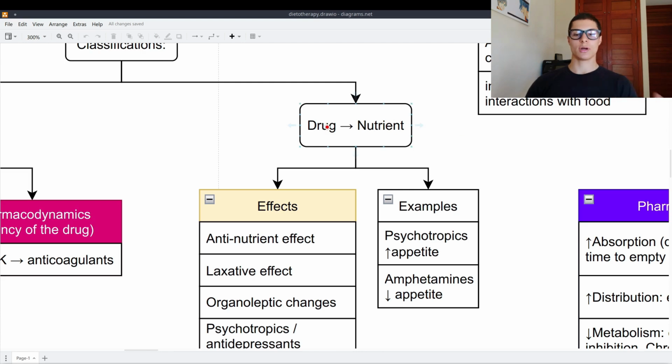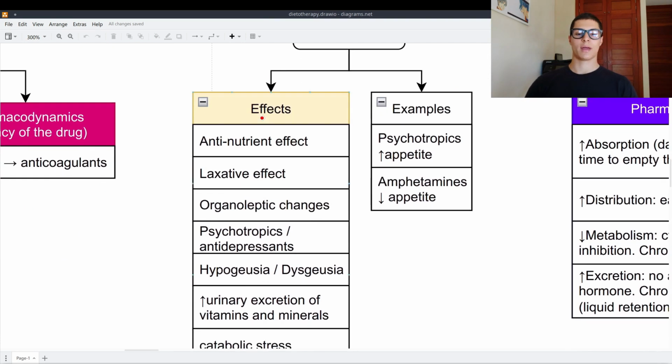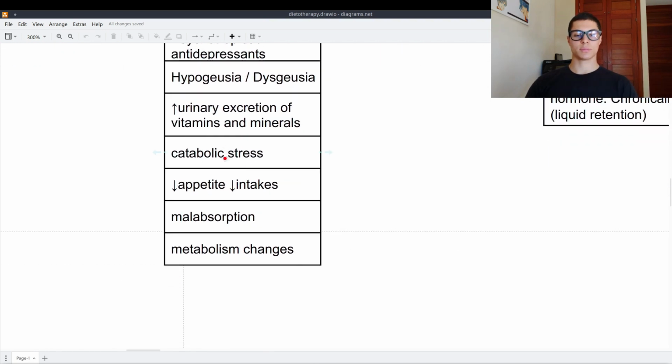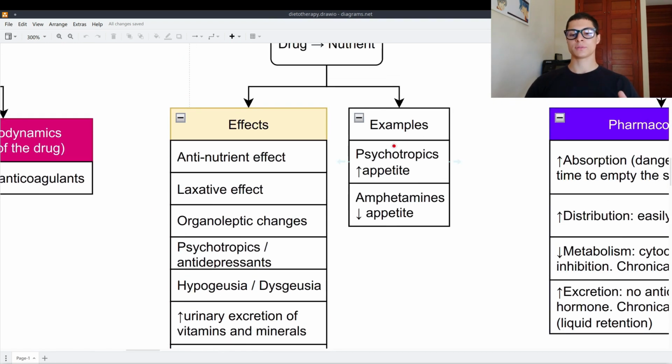Then there is also the drug-nutrient interaction, so how drugs interact with nutrients, and the effects are, for example, anti-nutrient effect, laxative, organoleptic changes, psychotropics, antidepressants, hypogeusia, dysgeusia, high urinary excretion of vitamins and minerals, catabolic stress, lower appetite, lower intakes, malabsorption and metabolism changes. The examples are psychotropics will increase the appetite and amphetamines will lower the appetite.